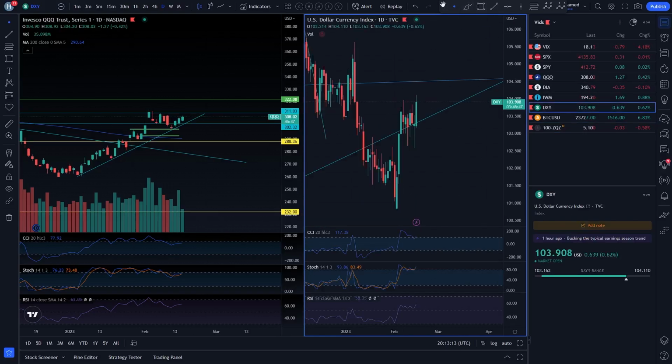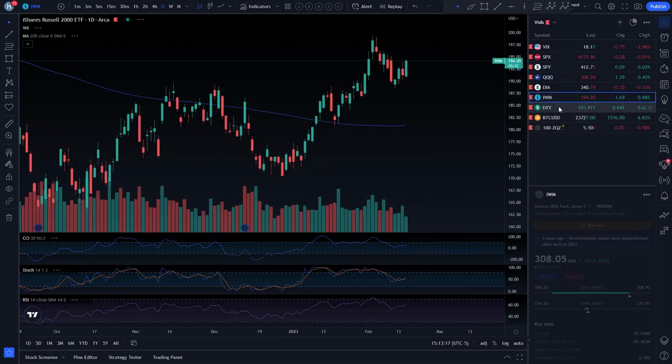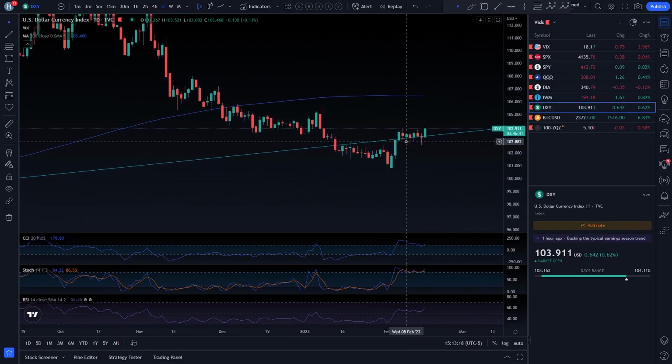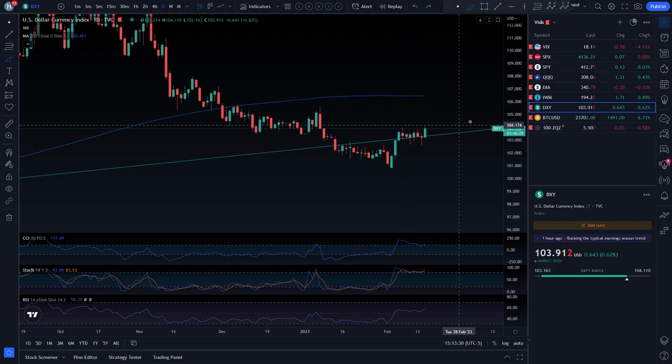The other thing I do want to point out is over here, the DXY. All right, guys, DXY based on the trend line. This is what I started saying over here: you better hope this thing doesn't base on the trend line. It did. It is doing it. You see all these wicks here? They're happening on the trend line, guys.